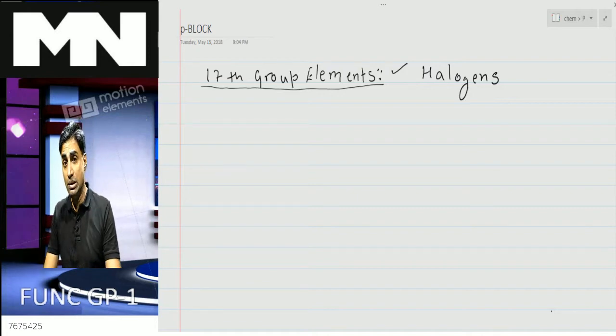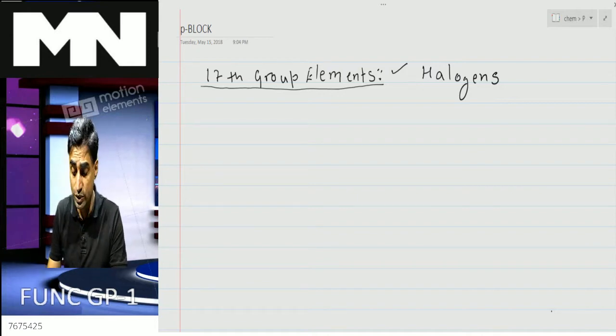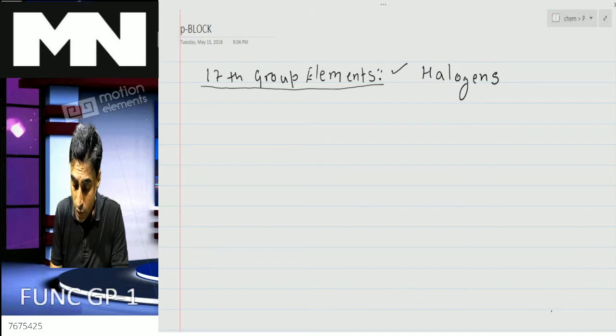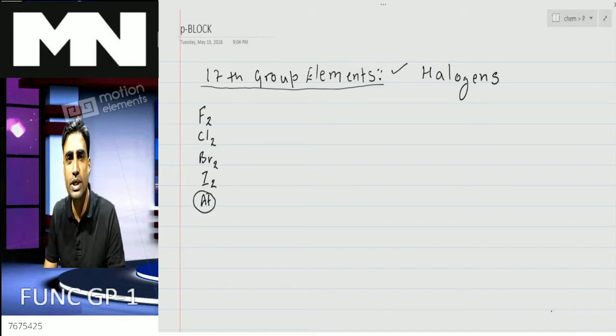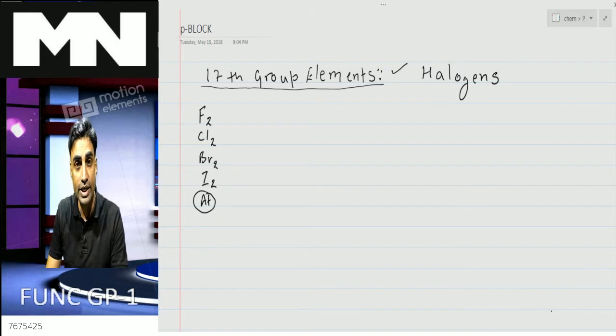We'll see what are all these elements which are present in 17th group. Well, the elements are fluorine, chlorine, bromine, iodine, and astatine. We'll not study about astatine because it's radioactive. Very commonly, these 17th group elements are known as halogens.